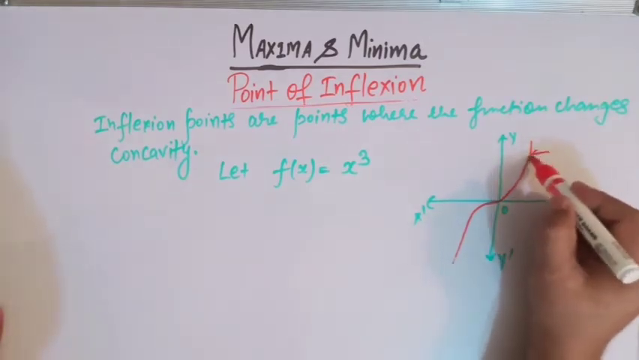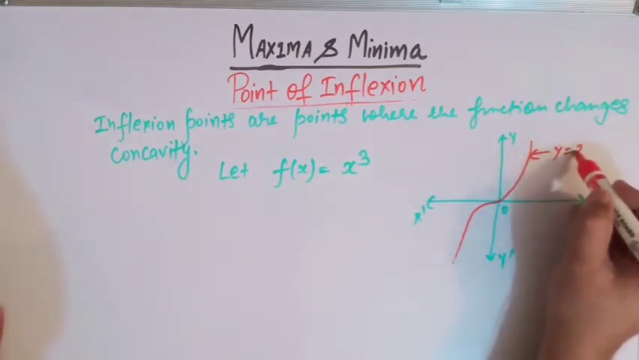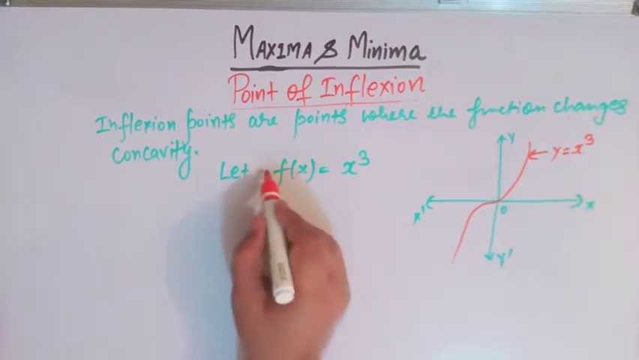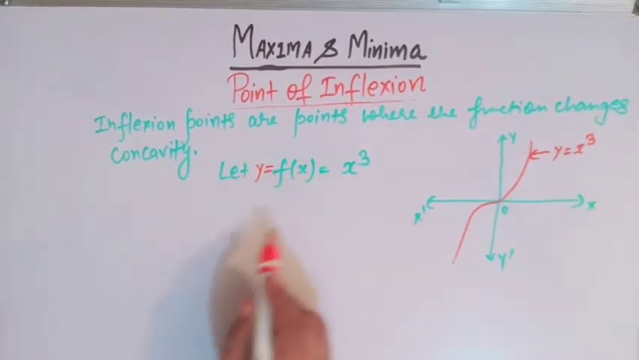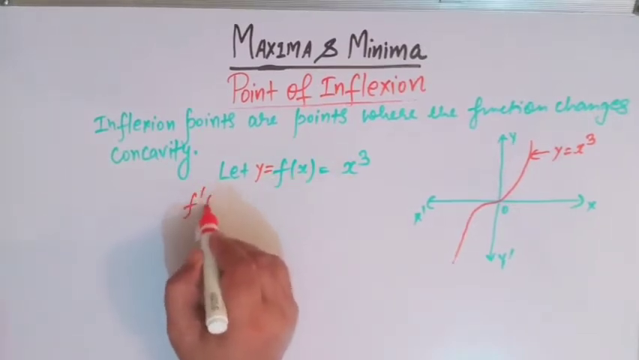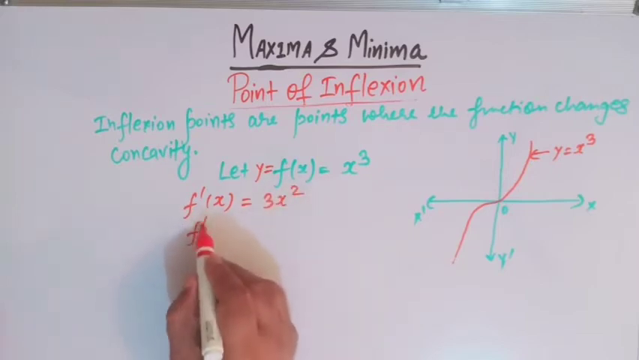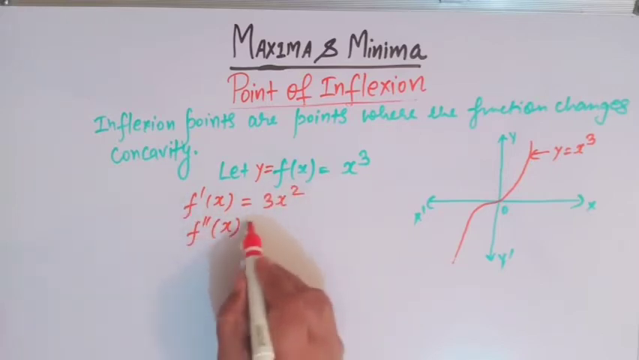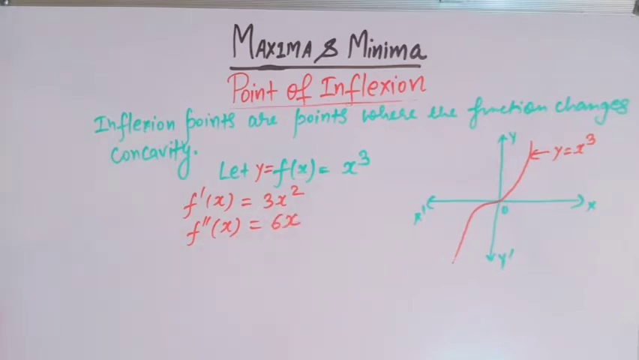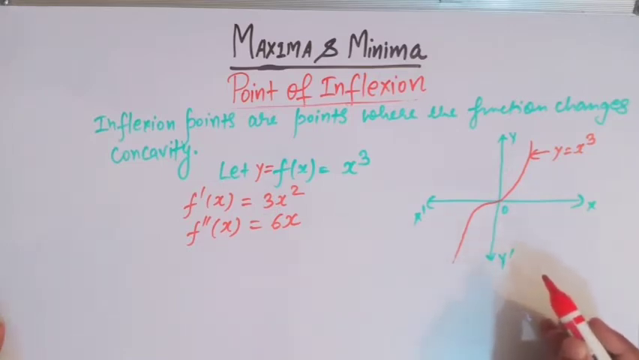Now this is y is equal to x cube, and if we differentiate this function, we get 3x square, and if we differentiate it further, we get 6x, right? Now here I would like to mention the method of finding the point of inflection, and the point of inflection can occur where the second derivative is 0, right?